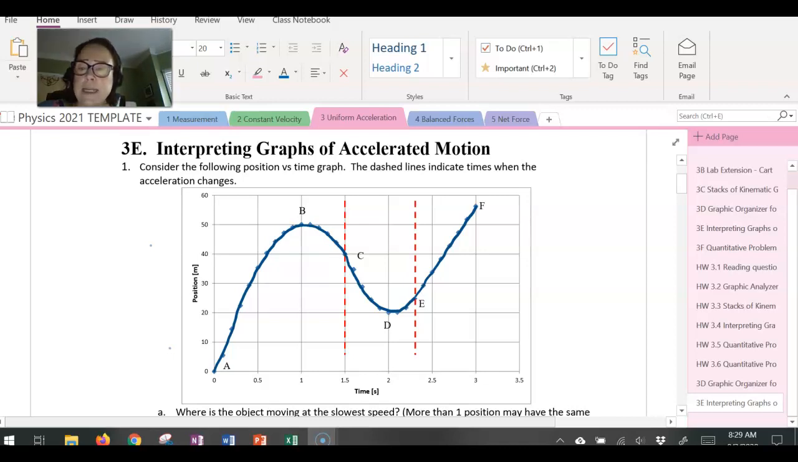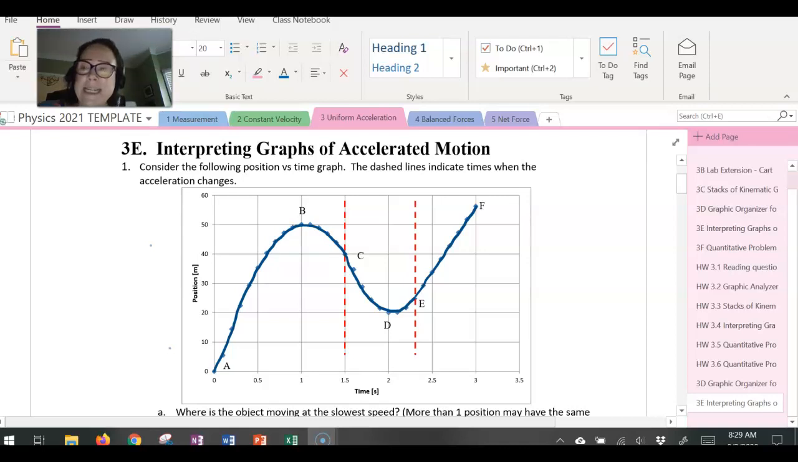First, it looks like it's starting at a pretty high rate of speed, because if I drew a tangent line here at the beginning, it would have a steep positive slope. It slows down as it moves in the positive direction. At point B, it starts to turn and go in the other direction. First, it is speeding up in the negative direction, and then it is slowing down in the negative direction.